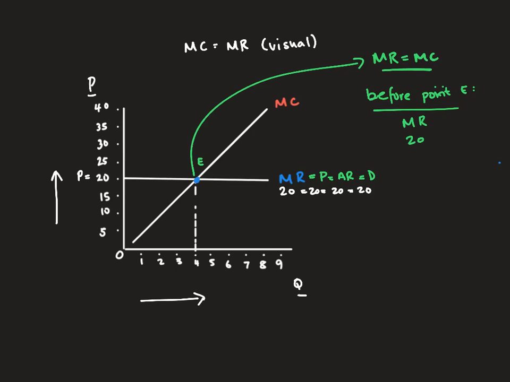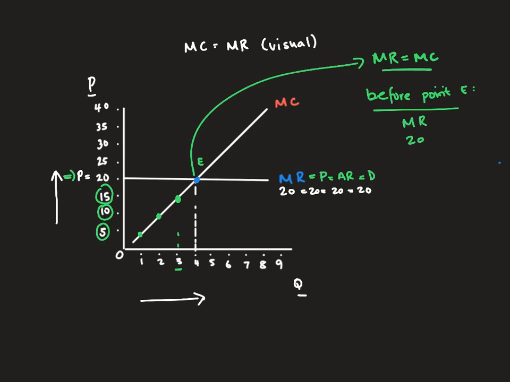But let's say, for example, at quantity level 1, our cost of that product is only 5. And if we move to quantity 2, the cost of our product is 10. And at unit 3, our marginal cost is equal to 15. Whereas all that time, our price remained 20. So even if we look at quantity unit 3, our marginal cost is only 15.